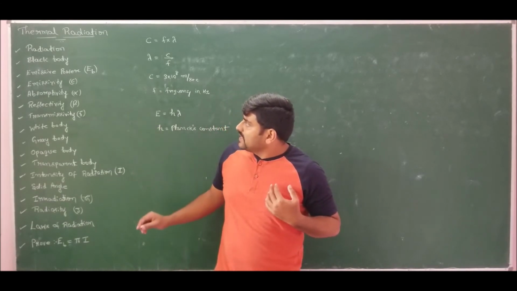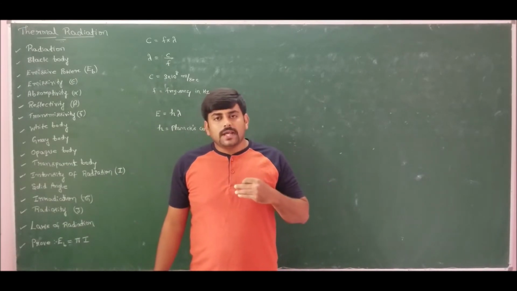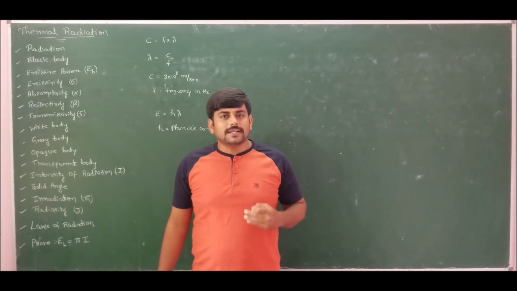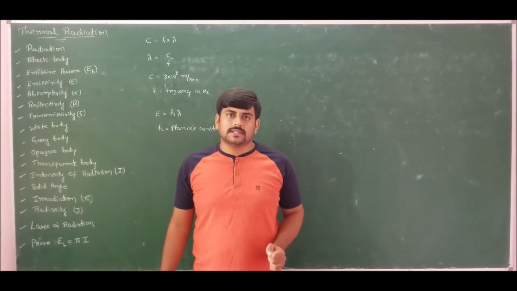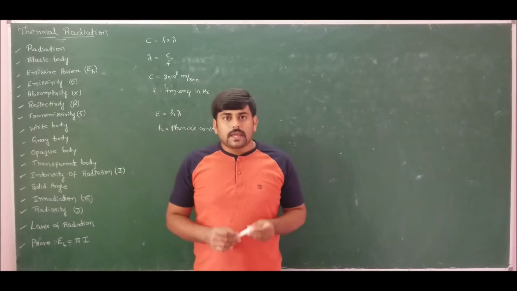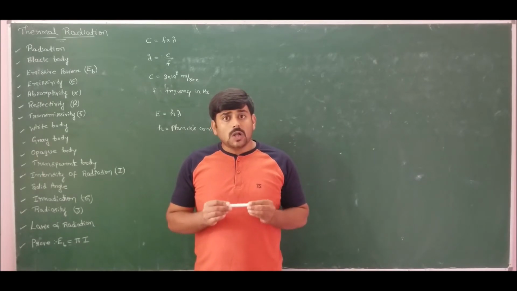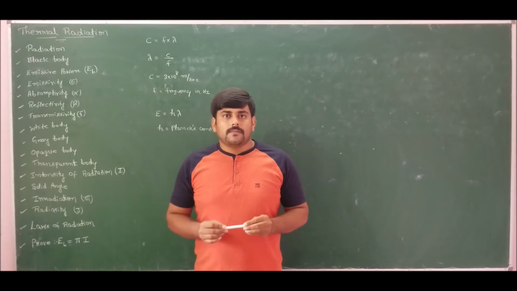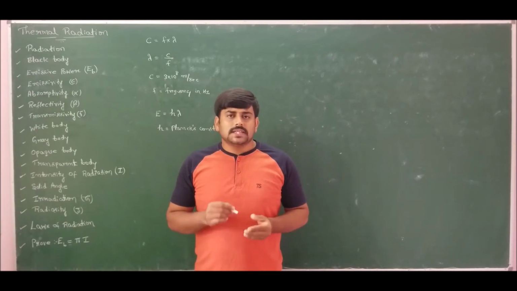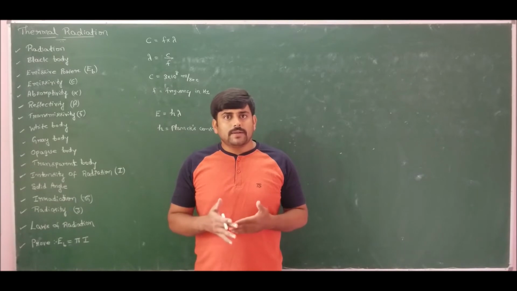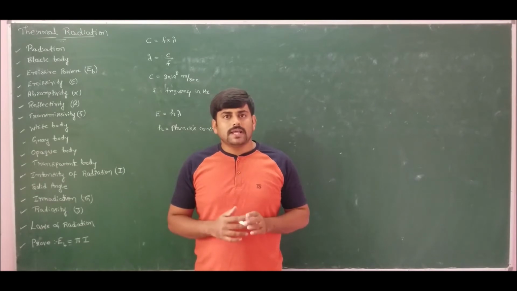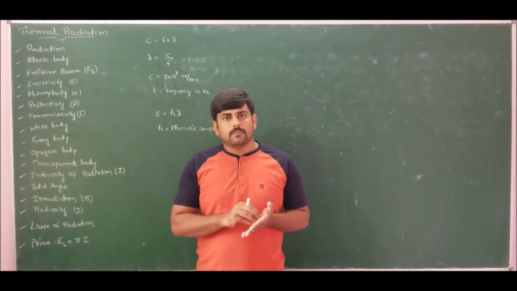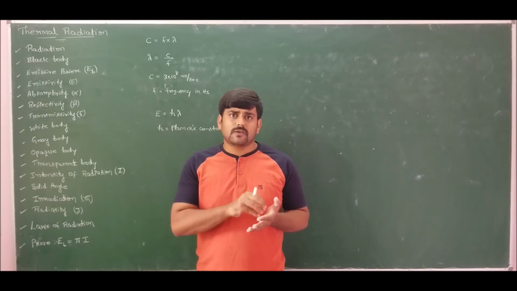Next topic is black body. A black body is an idealization like the Carnot engine. The black body concept is used as a reference for analysis of real bodies. A black body is one which absorbs all the radiation incident on it. Since it absorbs all the radiation incident on it, for equilibrium it should emit all the energy it has absorbed. Therefore, a black body is a perfect absorber as well as a perfect emitter.